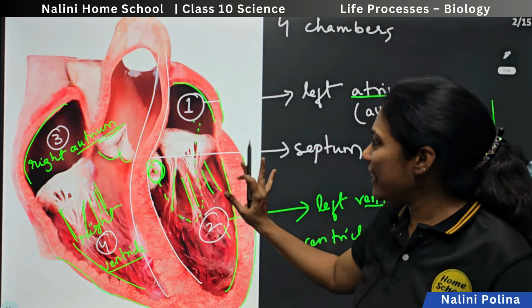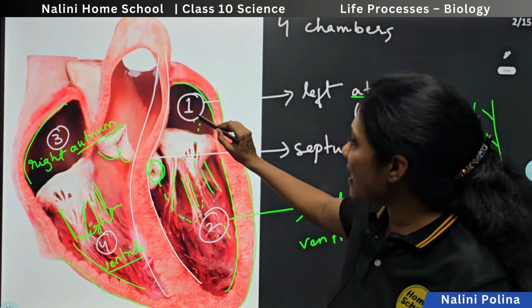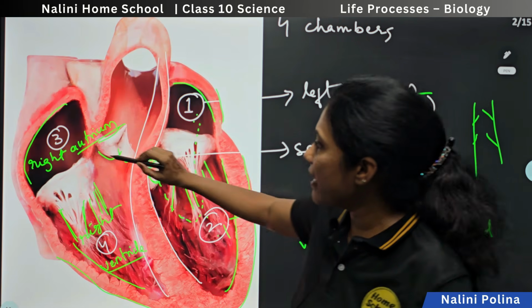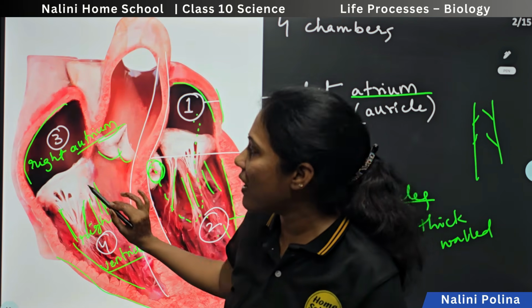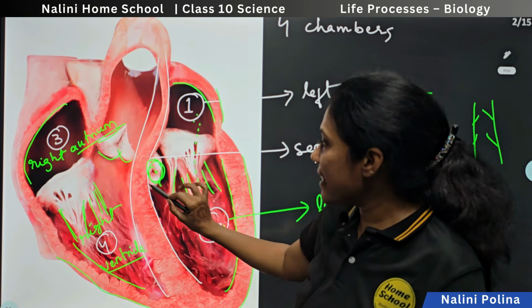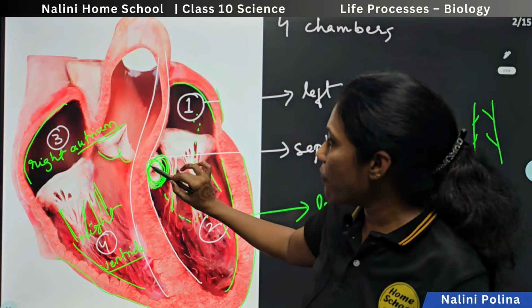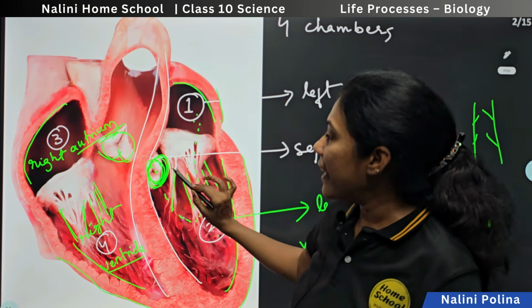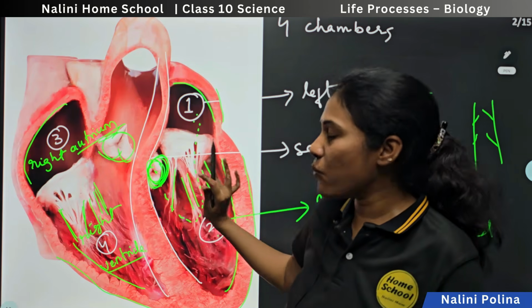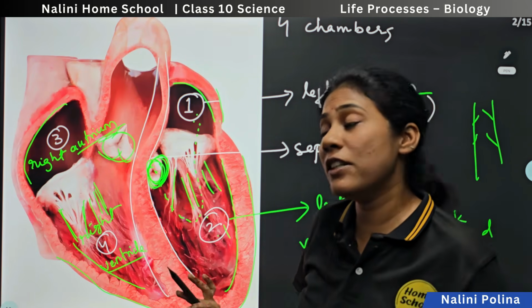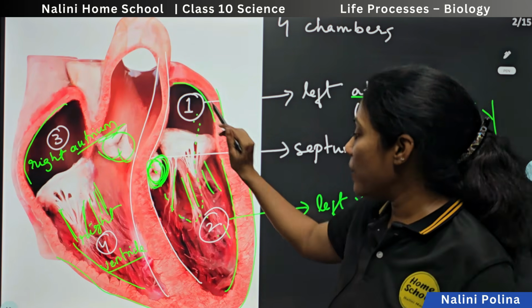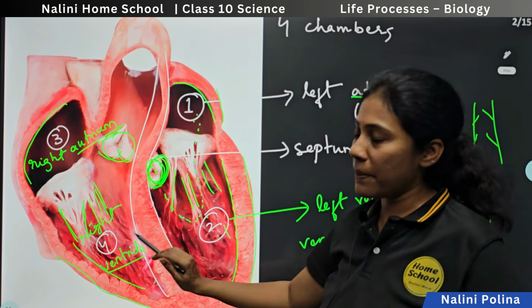Guys, everywhere there are valves. Between this chamber and this chamber a valve is there, between this chamber and this chamber a valve is there. Even these are also valves only. So here is a valve and here is a valve, and I will come back to the valves once again. Hope you understood the 4 chambers: chamber 1, chamber 2, chamber 3 and chamber 4.